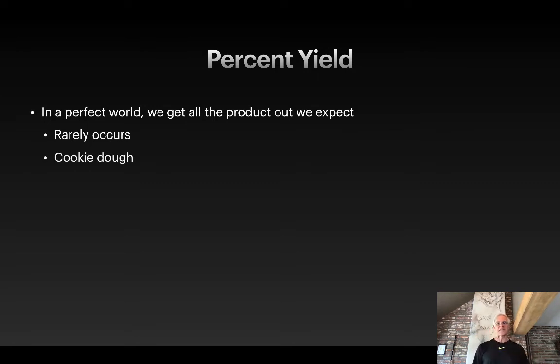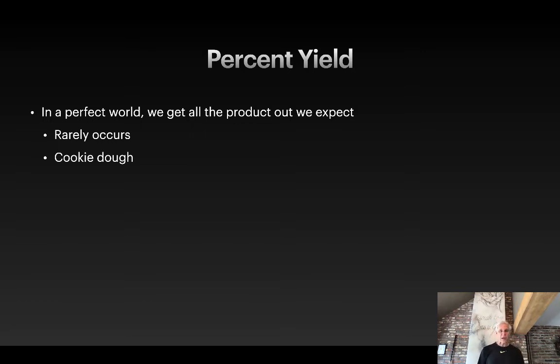Lots of different things can happen. A perfect example is something like cookie dough. If you've ever bought the little tubes of cookie dough, or if you made your own cookie dough, you look at the recipe or the package and it says makes 24 cookies. We never get 24 cookies out of that, because lots of different things can happen. You can make the cookies too big because you like big cookies. Well, if you make the cookies too big, you're not going to get as many cookies out. So you've now limited the yield of your cookies.